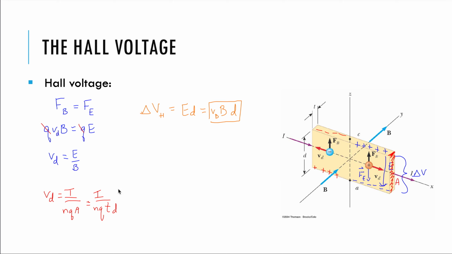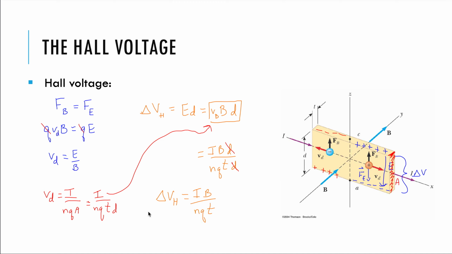So we can go ahead and plug that in for the drift velocity here. And we're going to get the Hall voltage is equal to IBD over nqtD. So the D's cancel out. And there we have another expression for the Hall voltage. So use whichever one is more useful for you depending on what we're given. IB over nqt.